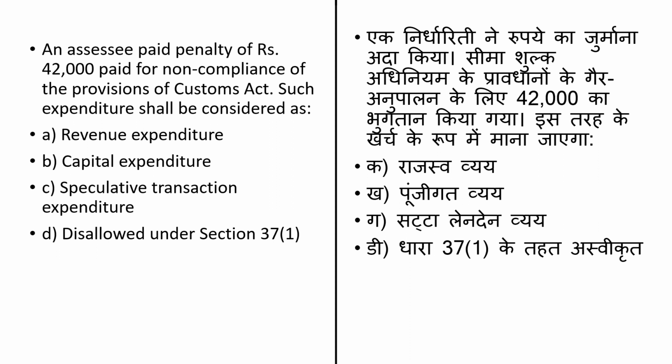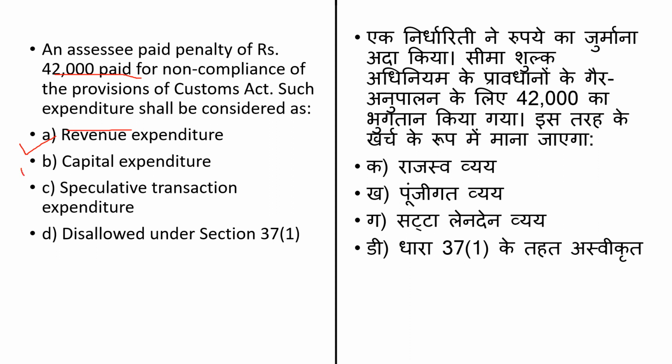An assessee paid a penalty of rupees 40,000 for non-compliance with the provisions of the Customs Act. Such an expenditure shall be considered as: the first option is revenue expenditure. Here the revenue expenditure is an amount expended immediately, thereby being matched with the revenue of the current accounting period. It is the expenses incurred during the normal course of a business, in its day-to-day operation.